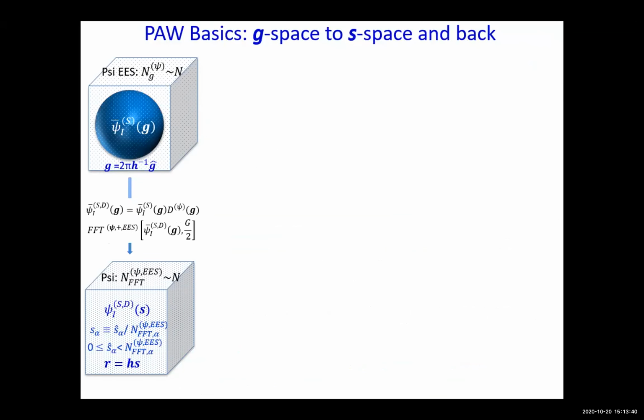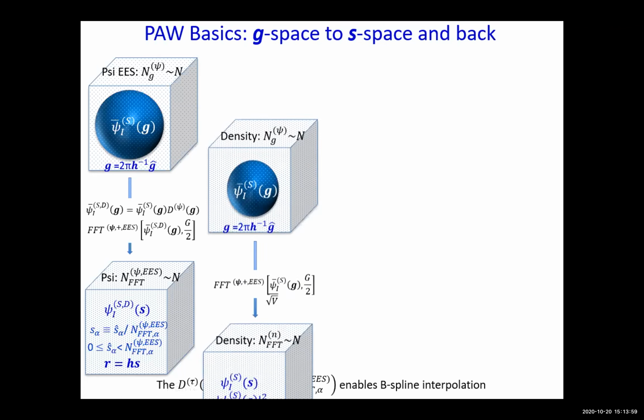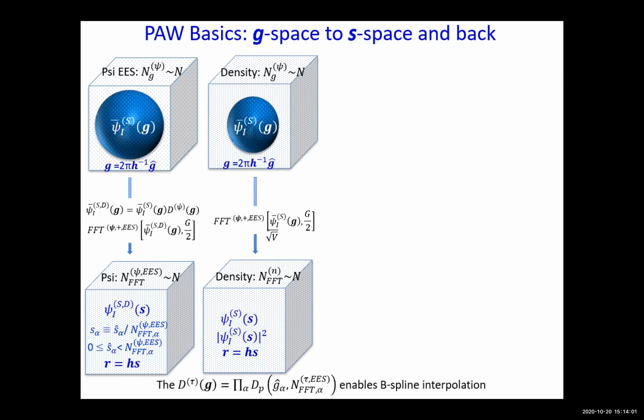So what we need is we take the Fourier coefficients of our wave functions, we just multiply them by this d function of Euler, we go back into real space, and this can be used to interpolate the wave function at any point in space. We can do the same thing with our density. We start with our states, put them in real space, we can square them.